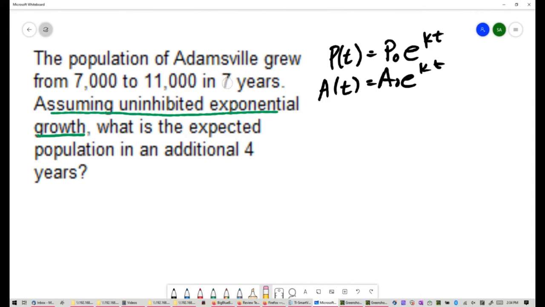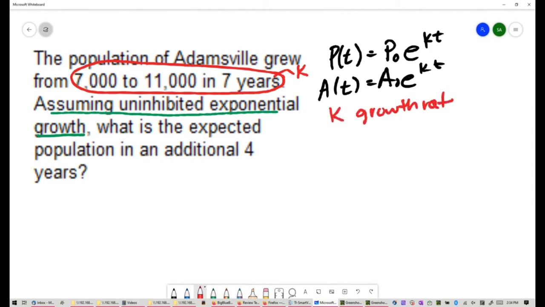7 years, that would be a time. And then it's asking what is the expected population in an additional 4 years. So we're given another time. So in this question, the information that's given in the first part is meant to help us find k, which is the growth rate. So we need to start off by finding that growth rate, and then once we've found the growth rate, then we'll be able to answer this question that's posed at the end.